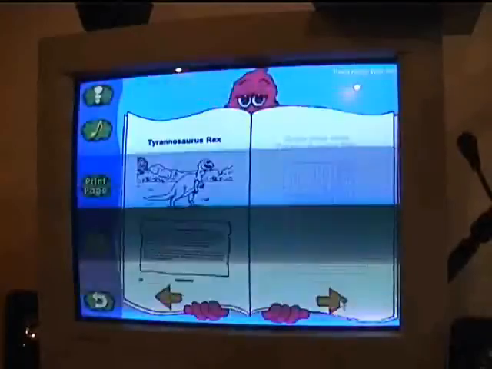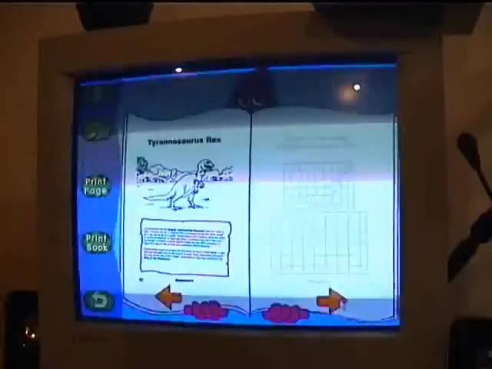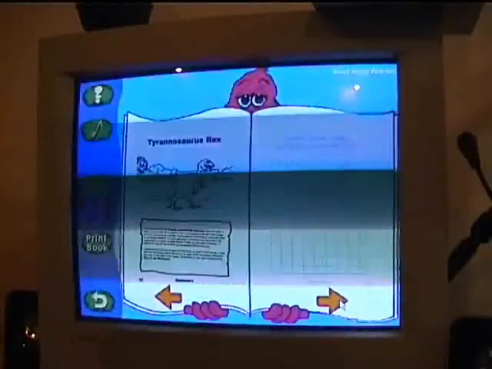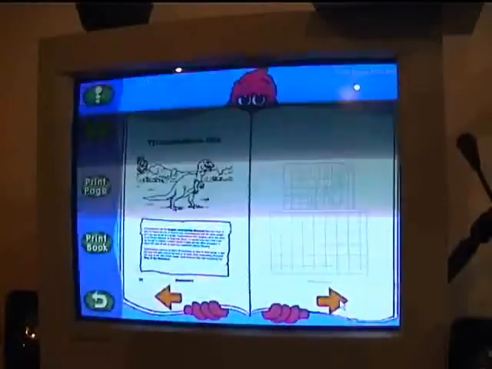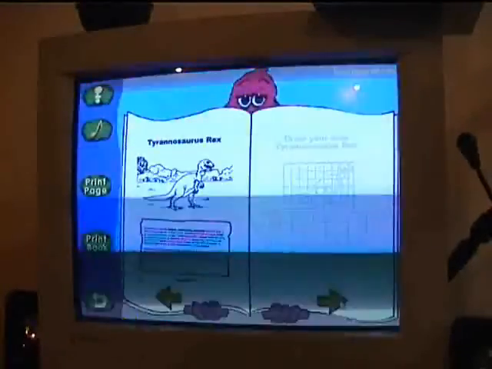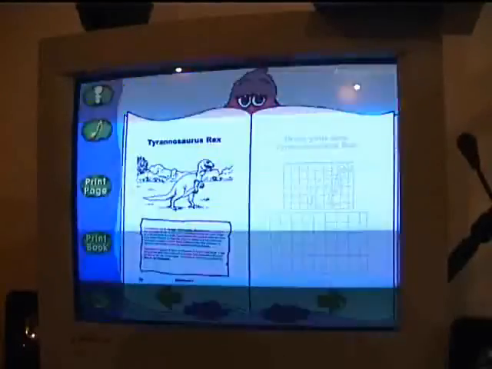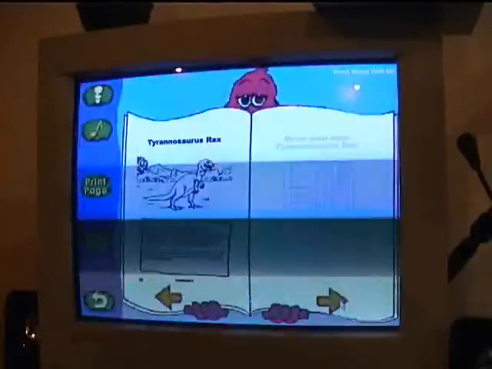Page 22. Tyrannosaurus rex. Tyrannosaurus was the largest meat-eating dinosaur that ever lived. It was 5.6 metres tall and 14 metres long. Tyrannosaurus was the same length as 4 cars and as tall as a giraffe. Tyrannosaurus rex weighed about the same as an African elephant.